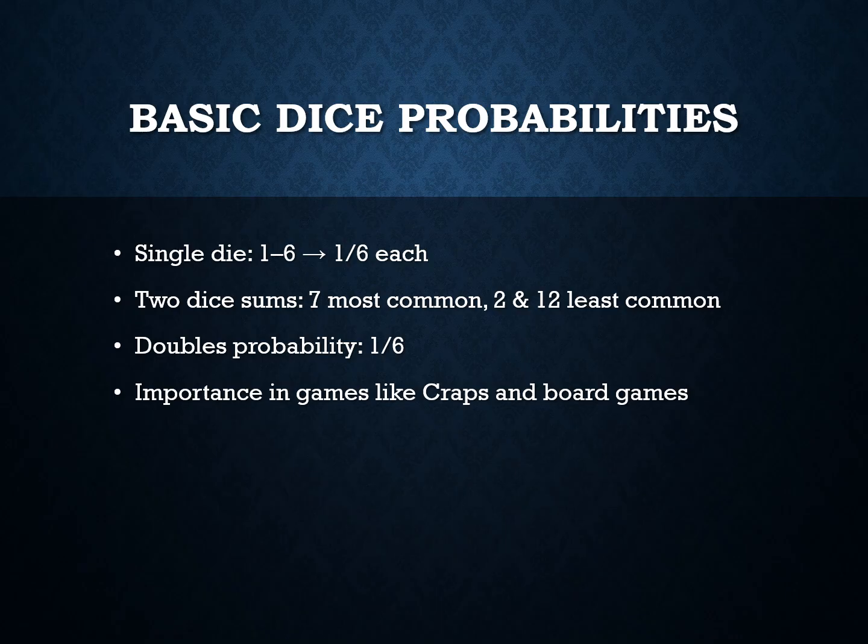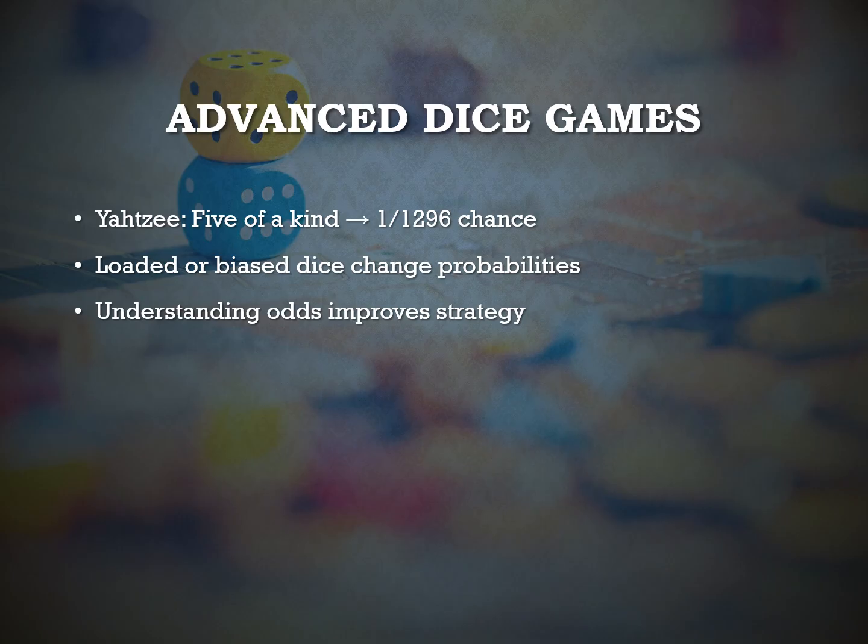Understanding these patterns can also help predict outcomes over many rolls. In more complex dice games like Yahtzee, rolling 5 of a kind in one turn is extremely rare. The chance of this roll turns out to be 1 in 1,296. If dice are loaded or biased, probabilities change, which affects strategy and what players may do.